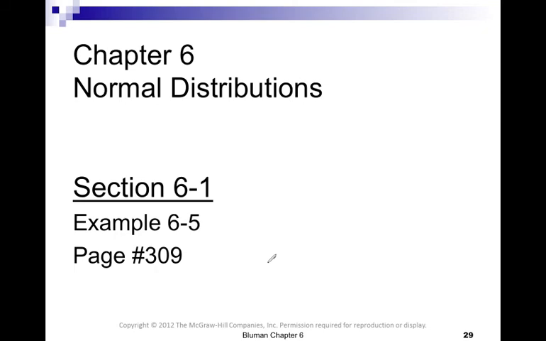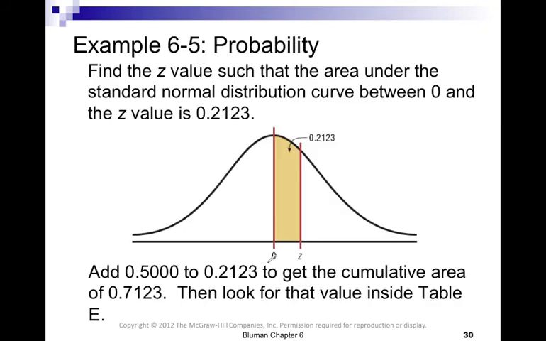Okay, here's the last example, 6.5, page 309. Another probability. Find the z-value such that the area under the standard normal distribution curve between 0 and the z-value is 0.2123. Okay, well, this is a little different. They give us the area, instead of us giving the z-score and finding the area. The z-score is what we're looking for.